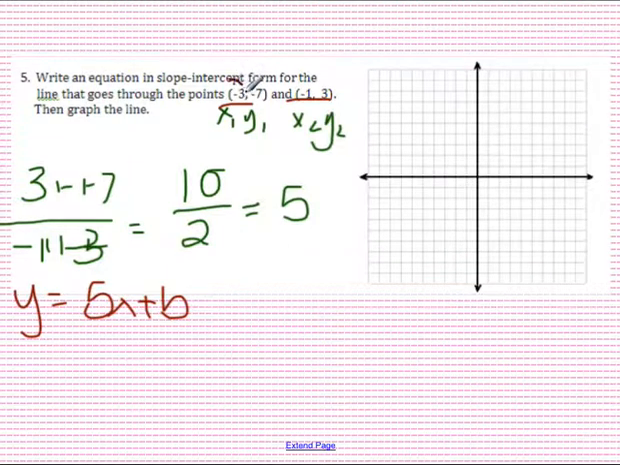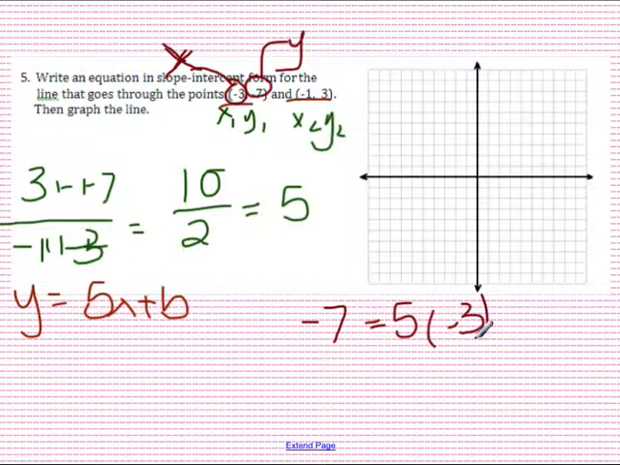I usually just pick the first one. So we're going to plug in that for our x coordinate, and we're going to plug in that for our y. So let's go ahead and do that. So we get y is equal to, we know what our y is. Y is negative 7. So we have a negative 7 is equal to 5, and then instead of x, I'm going to plug in a negative 3, plus b. Now I'm ready to solve for b. So I have negative 7 is equal to a negative 15 plus b.